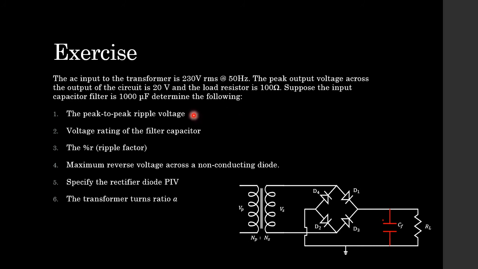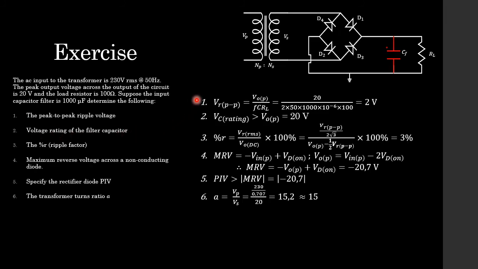The peak-to-peak ripple voltage, then we need to find out our voltage rating of the filter capacitor. We then need to determine the ripple factor. We then need the maximum reverse voltage across a non-conducting diode. We then need the peak inverse voltage, and then finally transformer turns ratio. I think this is going to be a quick and easy one. Let's take a look. Okay, so first up, the peak-to-peak ripple voltage. Well, that's a simple one. We use expression 2.12, and we simply substitute in all these known values, and we get 2 volts out.